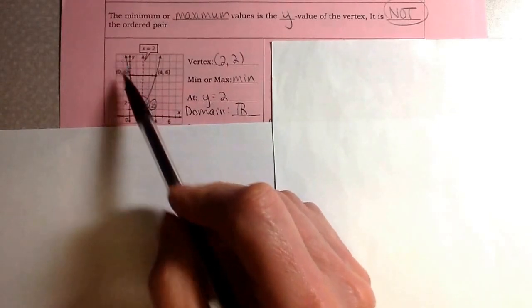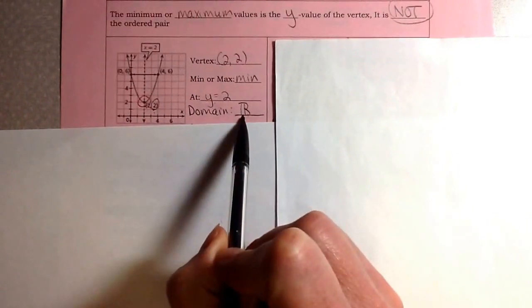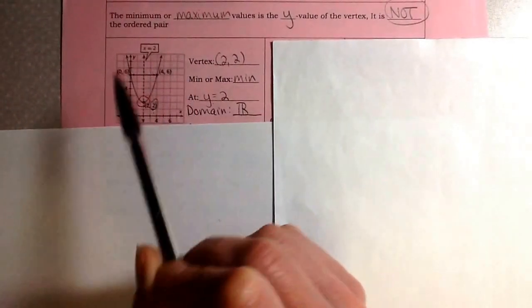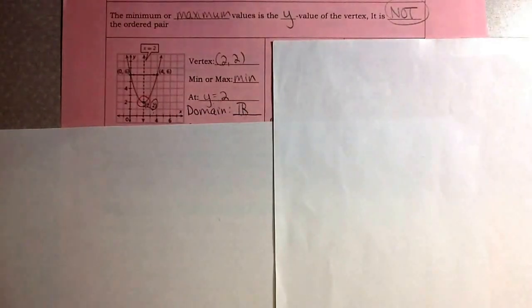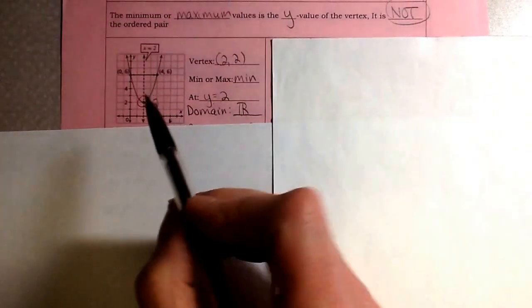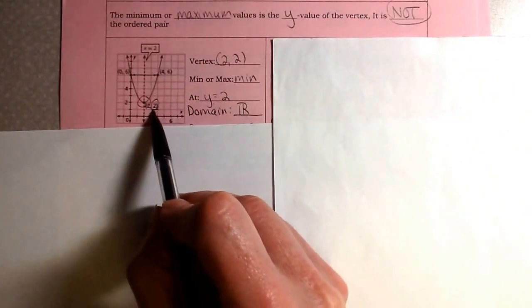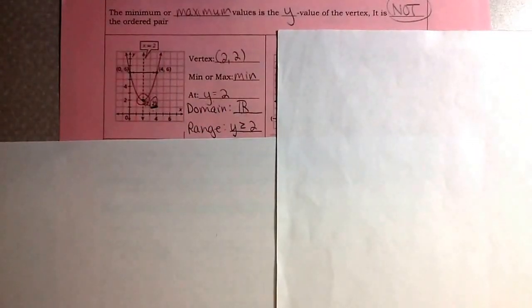The domain for all parabolas that open up or down will be all real numbers. Now, later in the year, we'll look at some parabolas that open left and right. But for right now, all of our parabolas are just opening up or down, and so the domain is all real numbers. Now the range, we look at the y value. The smallest value of y is 2, and all the other values are greater than that. So we say that y is greater than or equal to 2.